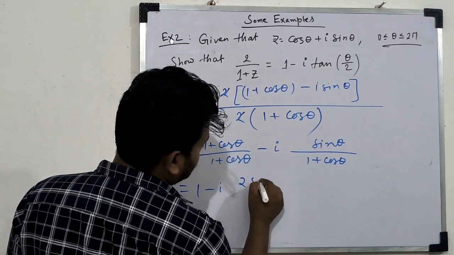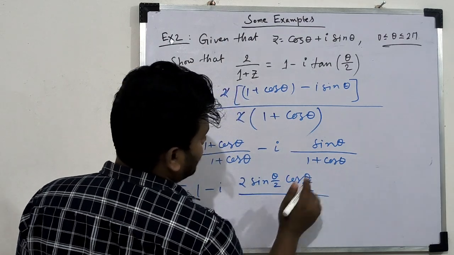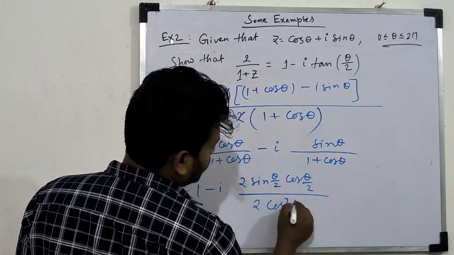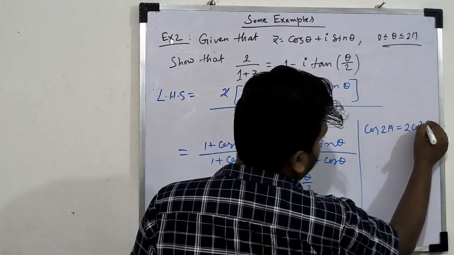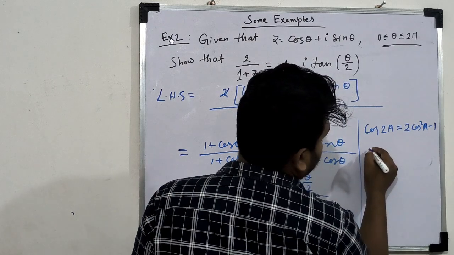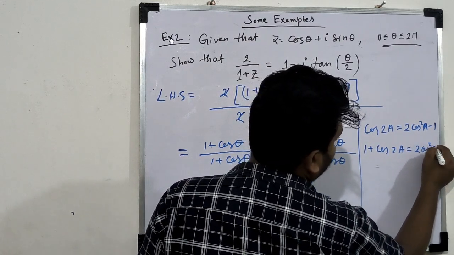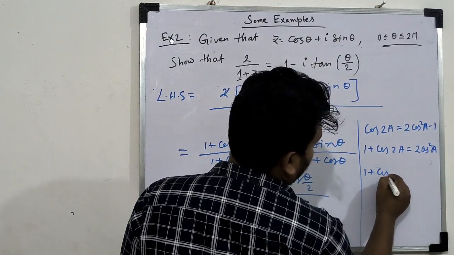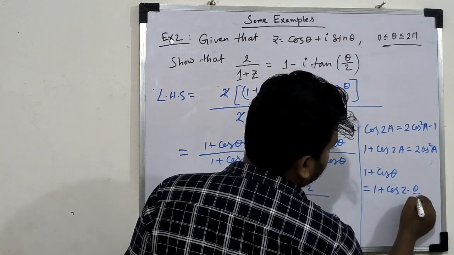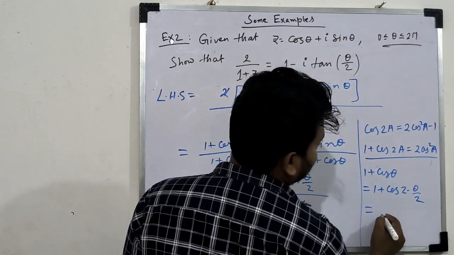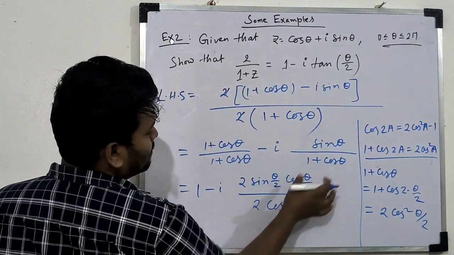Sin theta can be written as 2 sin theta by 2 cos theta by 2, and 1 plus cos theta can be written as 2 cos square theta by 2, as cos 2a equals 2 cos square a minus 1. So 1 plus cos 2a equals 2 cos square a. So 1 plus cos theta can be written as 1 plus cos 2 into theta by 2, and then we apply this formula, it equals 2 cos square theta by 2.